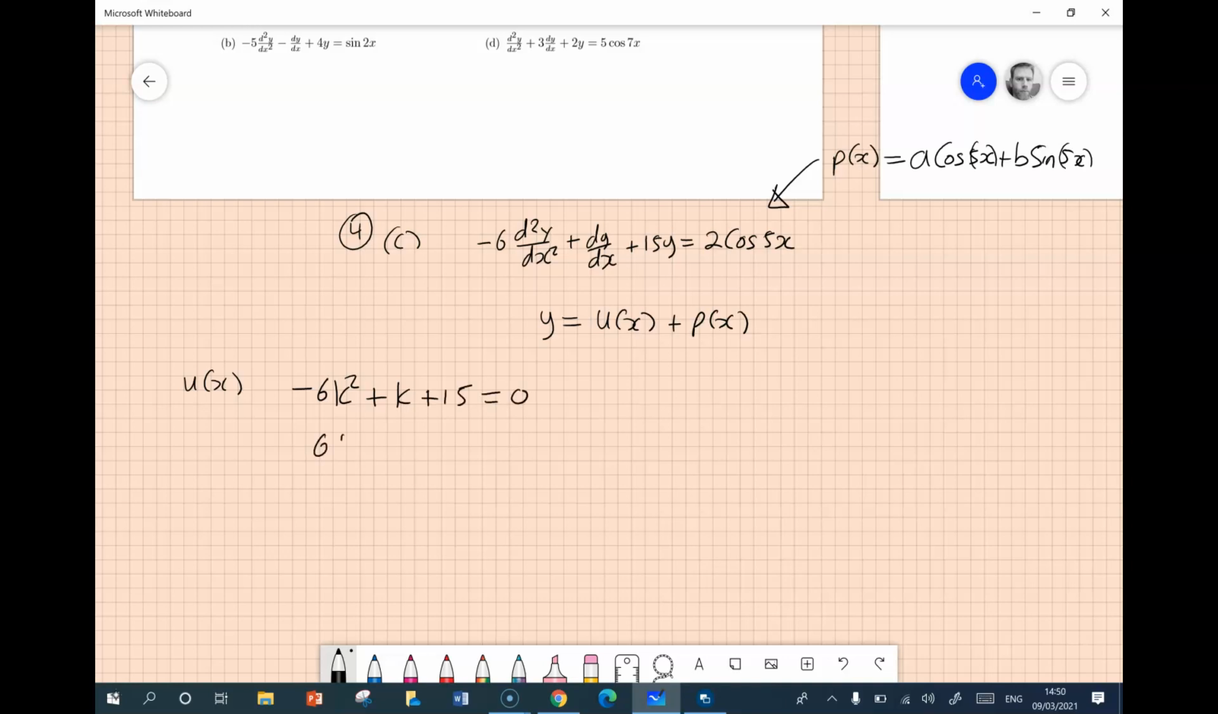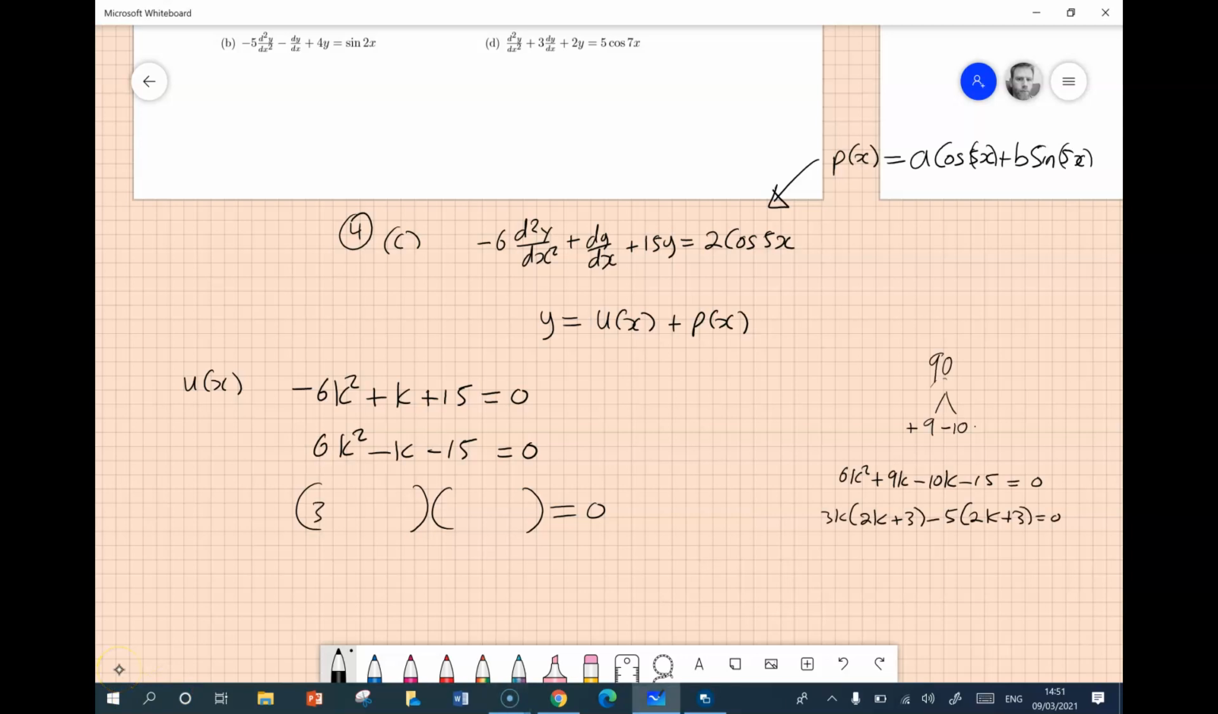I'm just going to change my signs around: 6k squared minus k minus 15 equals 0. Now you can solve using the minus b formula if you wish, that's absolutely fine, or you can factorize to find your solution. That's going to work out as 3k minus 5 and 2k plus 3. So we've got 3k is equal to 5, so k is equal to 5 over 3, and 2k is equal to minus 3, so k is equal to minus 3 over 2.